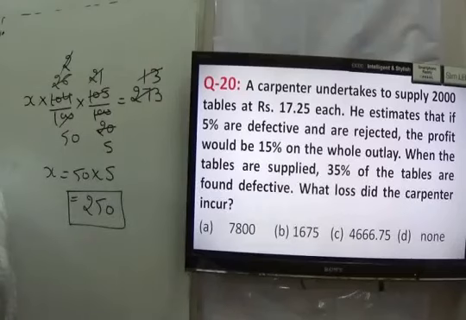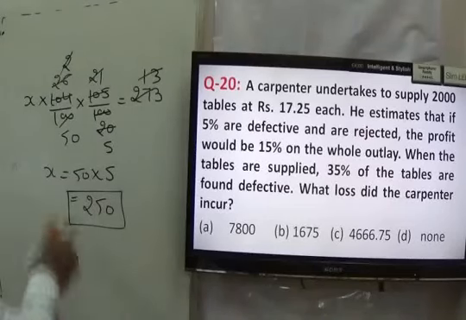Next you have statement number 20. Just read it carefully. A carpenter undertakes to supply 2000 tables at rupees 17.25 each. He estimates that if 5% are defective and are rejected, the profit would be 15% on the total outlay. When tables were supplied, 35% of the tables were found defective. What loss did the carpenter incur?